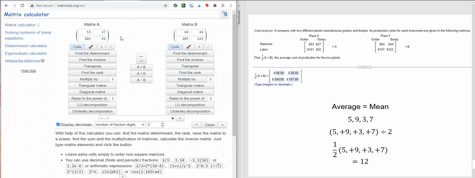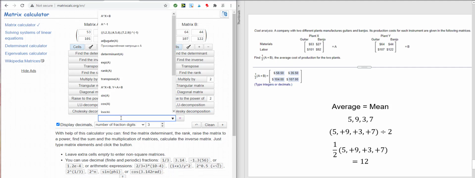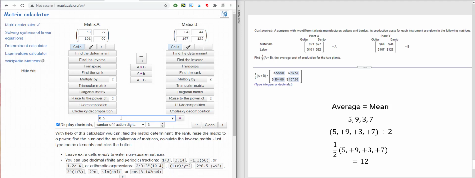Let's look at my matrices. So you really need to double check 53, 27, 101, 92, 64, 44, 107, 122. I have to tell you, I tried this before I recorded it, and I couldn't get one of the numbers to work out, and it's because I had the wrong number in there. But now what we have to do is 0.5 times parentheses A plus B in parentheses.